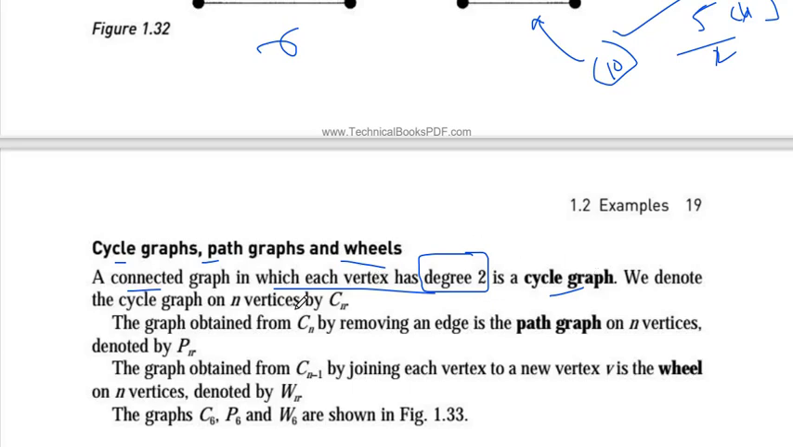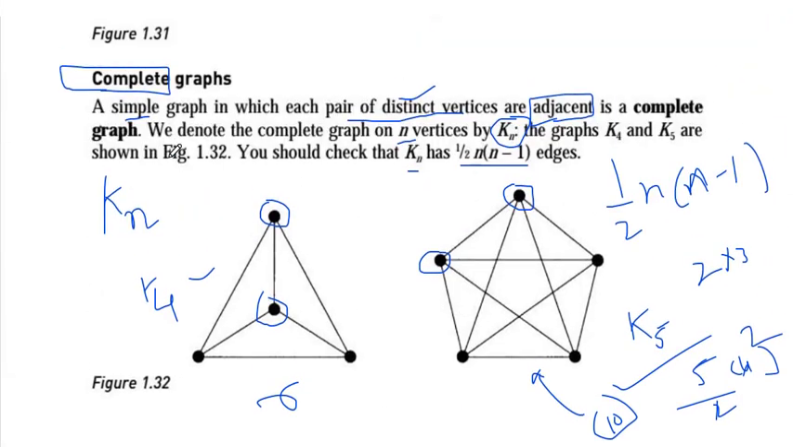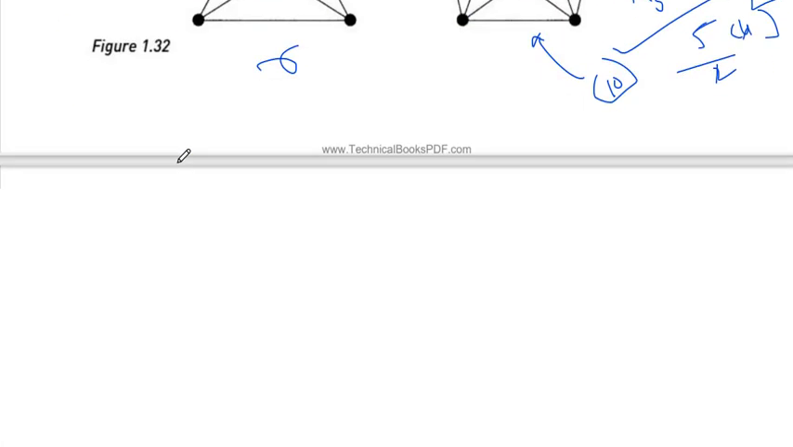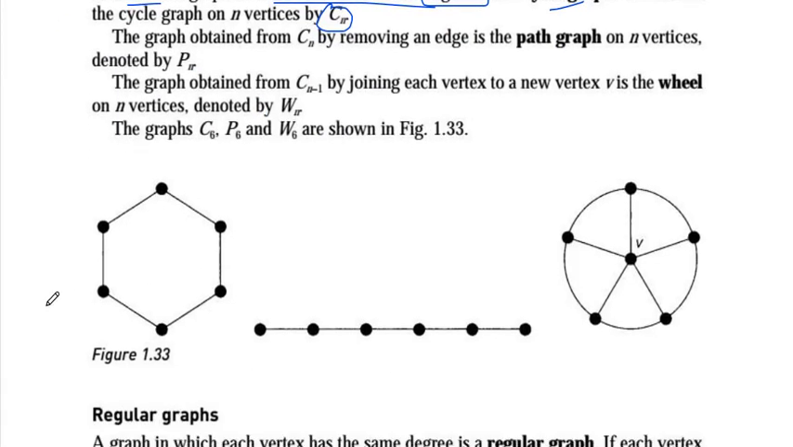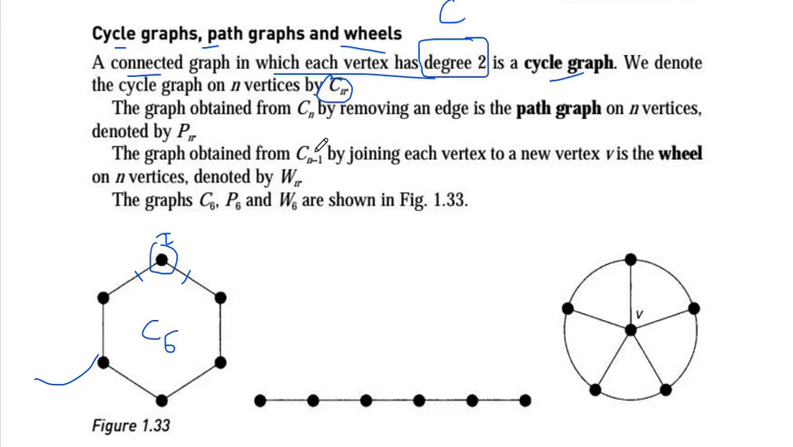Okay, and we can denote a cycle graph as Cn. For a cycle graph it is C, and for a complete graph it is denoted K. So this is C6, a cycle graph with vertices 1 2 3 4 5 6. Each vertex has degree 2. Why? Because one edge and two edges. The degree of each vertex is 2.